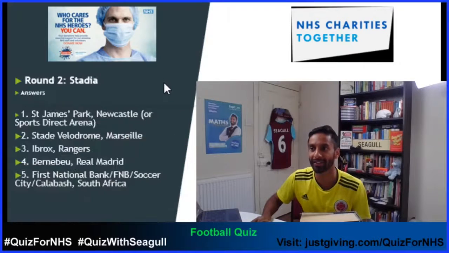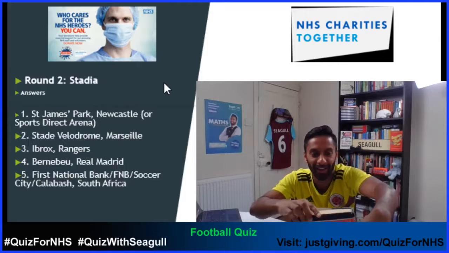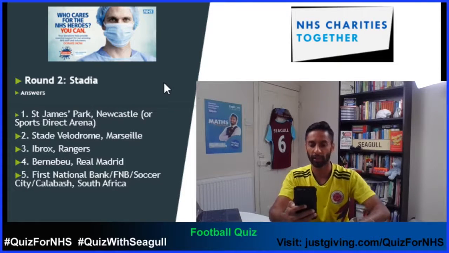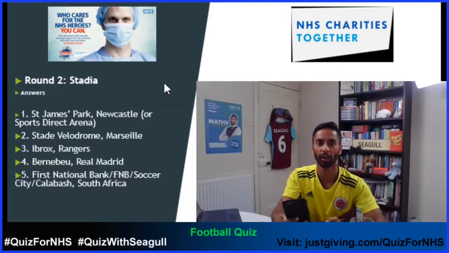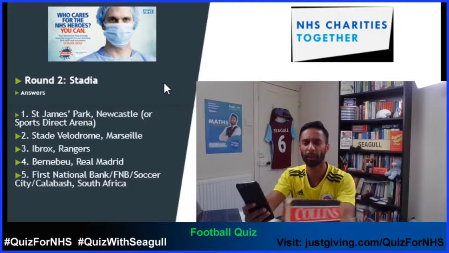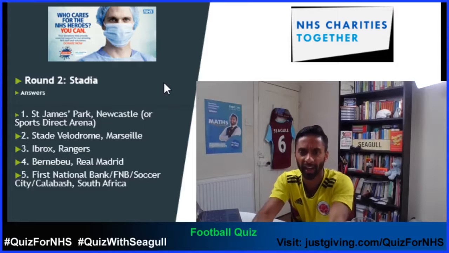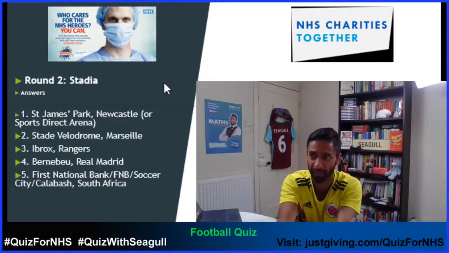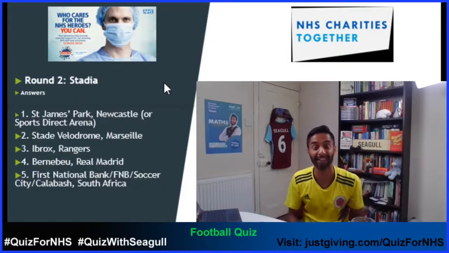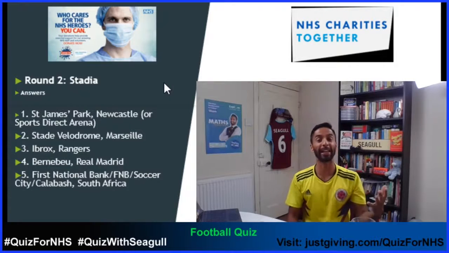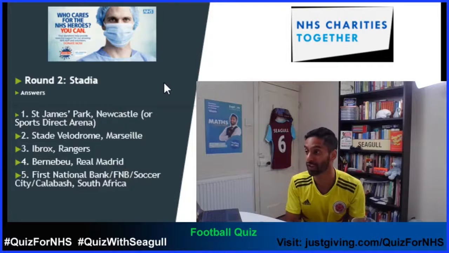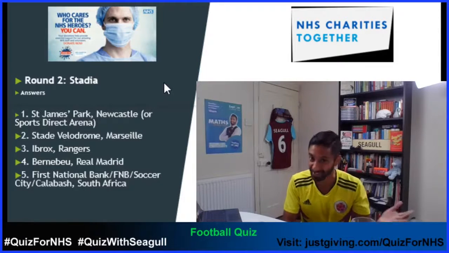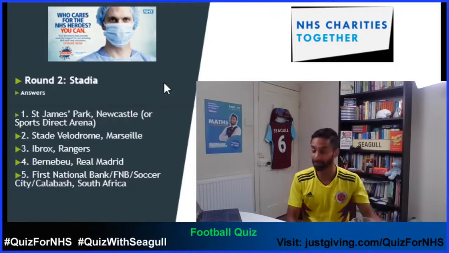So here are the answers. We have St. James's Park. And if you put down Sports Direct Arena, I will still give you the mark because, I looked it up, it is technically still a name for it. Stade Velodrome in Marseille, the really intimidating ground. Then we've got Ibrox for Glasgow Rangers. Then Bernabeu, which Frederick, my cousin, claims he visited at some stage in his life.